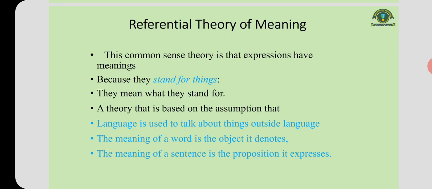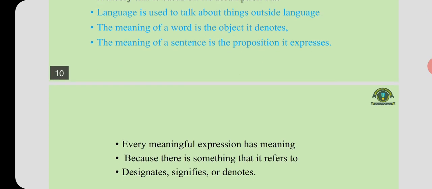It is a theory based on the assumption that language is used to talk about things outside the language. The meaning of the word is the object it denotes. Every denotation is about a certain object, and every meaning of the word gives us the vision of a particular object. The meaning of the sentence is the proposition it expresses. What was the proposition expressed? What was the basic purpose of that thing?